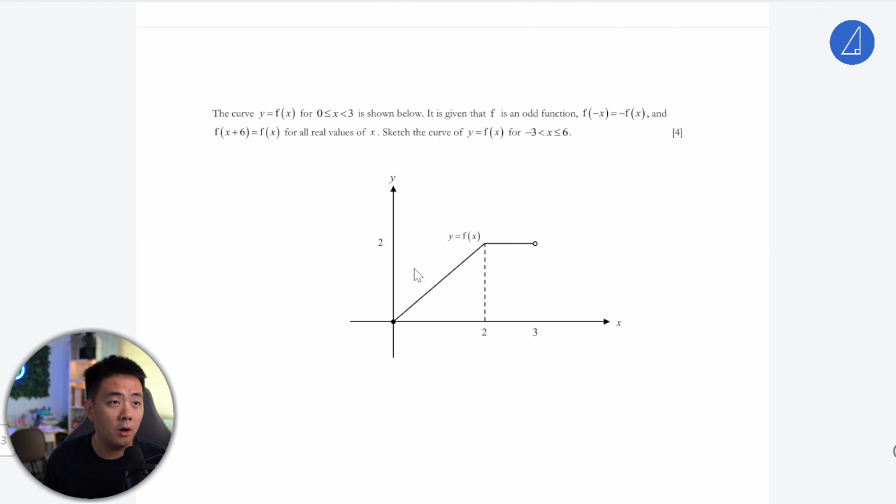Hi students, let's look at this question, which is on sketching of an odd function and also a periodic function. The curve y = f(x) is defined for the domain 0 to 3, not inclusive of 3, shown below. It is given that f is an odd function.